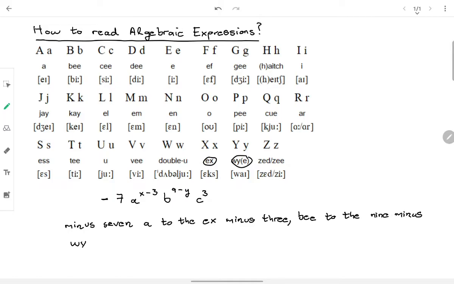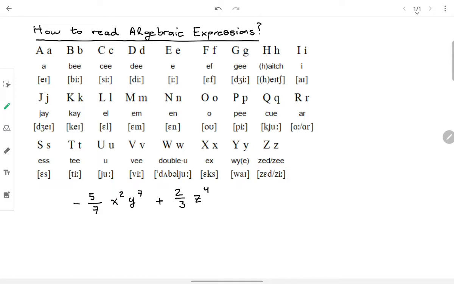y, comma, c cubed, or c to the third. It's the same. So this expression is going to be read as minus 7a to the x minus 3 b to the 9 minus y c cubed.